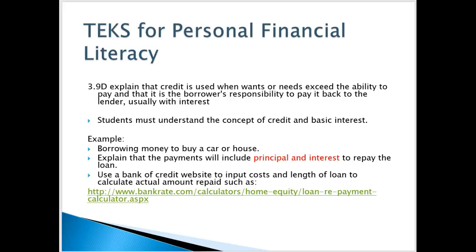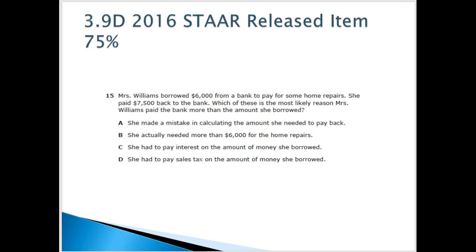Then the text for personal financial literacy 3.9d talks about explaining that credit is used when wants and needs exceed the ability to pay. So that's where we have credit that comes in, principal and interest. So give the kids some examples, such as when you borrow money to buy a car or house or even to go to college. Here is a little bank rate calculator that you can use with the kids to show them if you buy a house for this much, how much interest are you paying, and how much is the total cost. I think that'll be eye-opening for some of them.